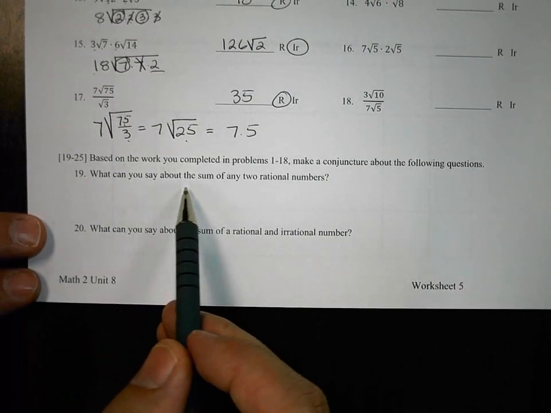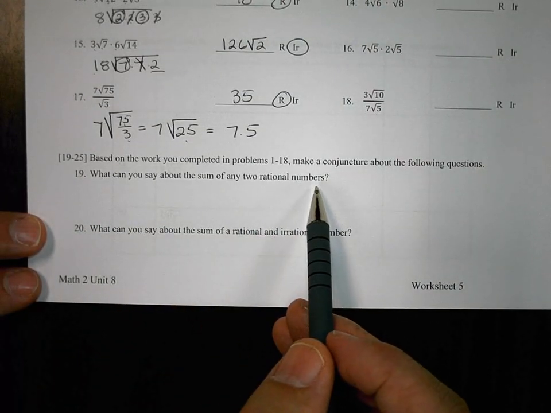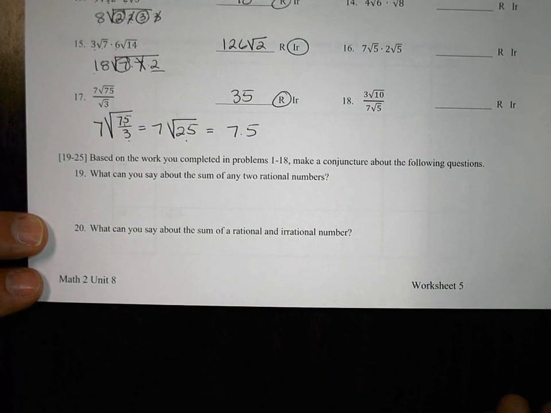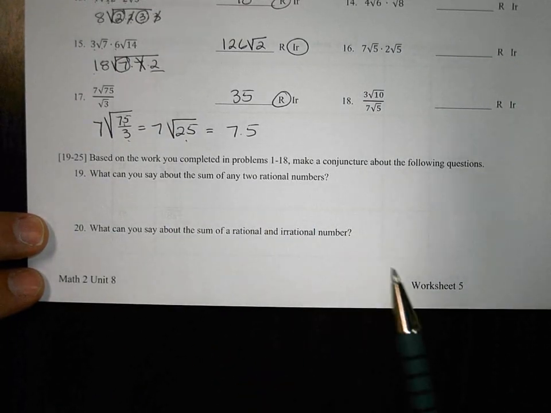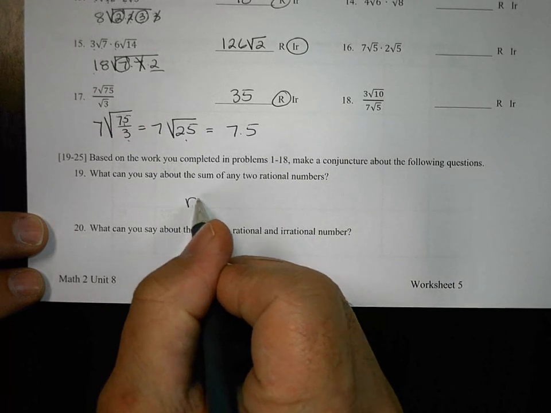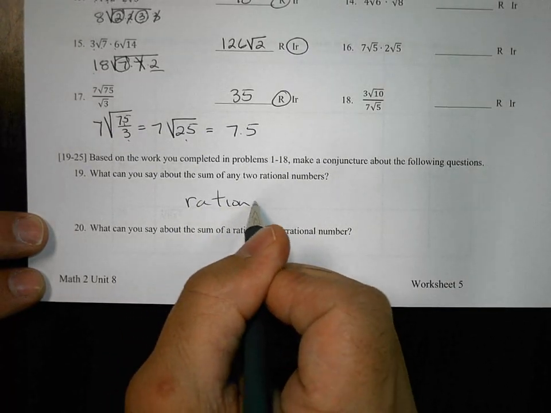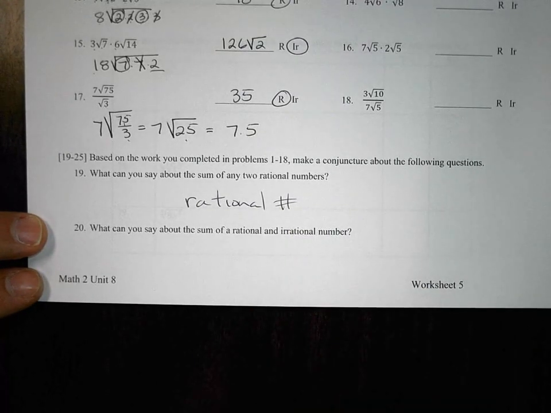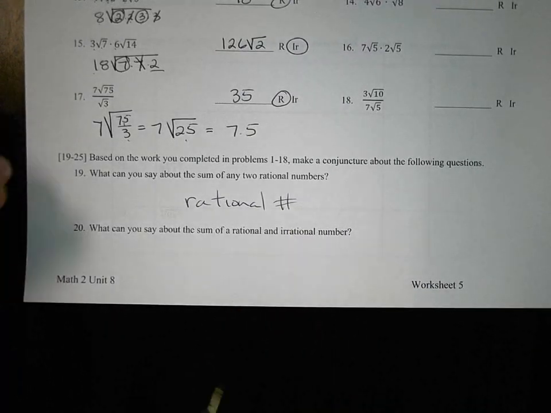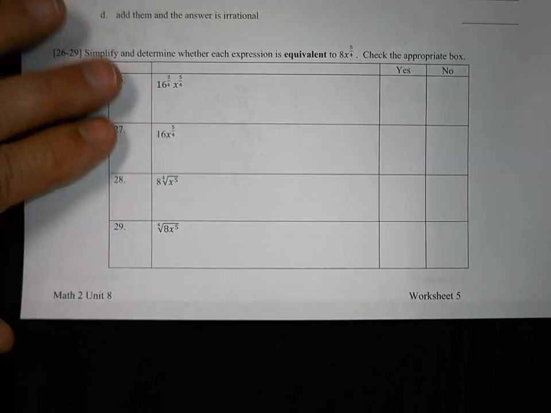What can you say about the sum of any two rational numbers? Well, I think we can say that the sum of any two rational numbers is going to be a rational number. You add two rational numbers together, you're going to get a rational. Okay? I'll leave 20 for you guys to think about.